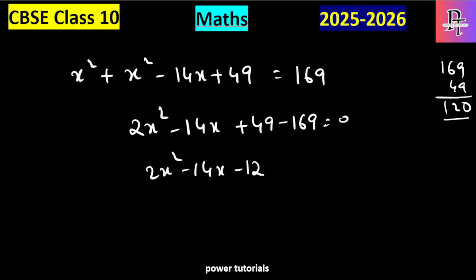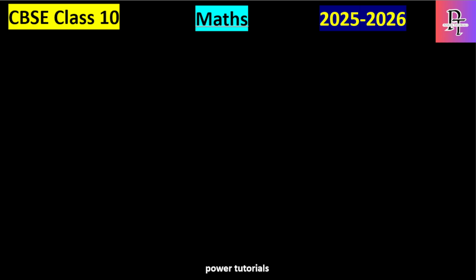So minus 120 is equal to 0. I'll divide the whole equation by 2 to simplify it. I got x square minus 7x minus 60 is equal to 0. We can do this in two methods, factorization as well as the quadratic equation formula. I'll apply both, and I'll tell you that both will give the same answer. Okay, we'll see how it is done.